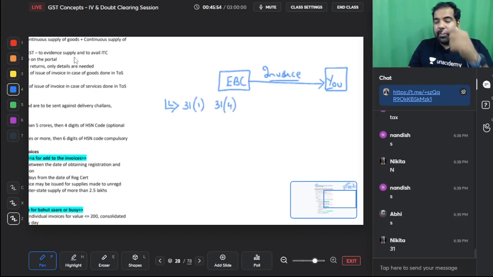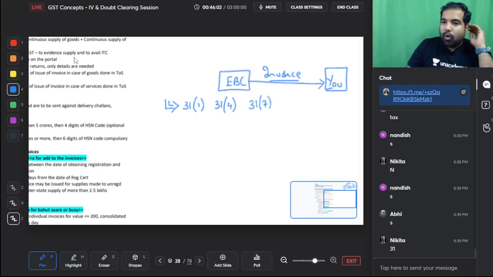For continuous supply of goods, as and when the statement of payment is made, by then the invoice should be issued. And on sale on approval basis, whenever the supply is approved, or maximum 6 months, you have to issue the invoice. Guys, do you recollect these due dates of issuing invoices? Yes.